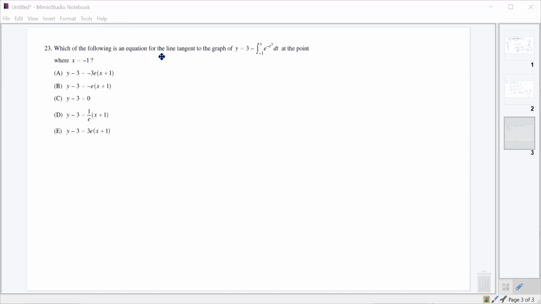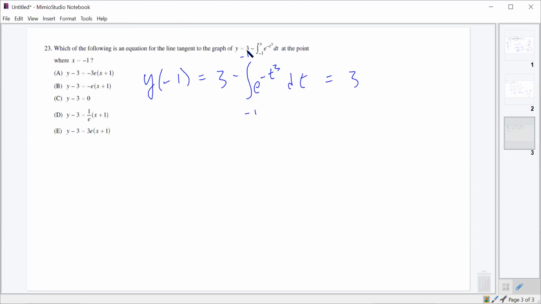All right, so we're looking for an equation of a tangent line to the graph of y equals 3 minus the integral from -1 to x of e to the negative t cubed dt, when x is -1. First, we need to figure out the point, and second, we need to find the slope. To find the point, we plug in -1. So we have 3 minus the integral from -1 to -1 of e to the negative t cubed dt, and the integral from a to a is just 0. So we end up with -1 comma 3 as the point.